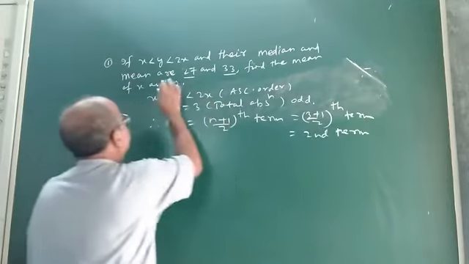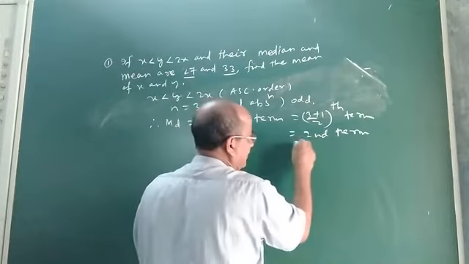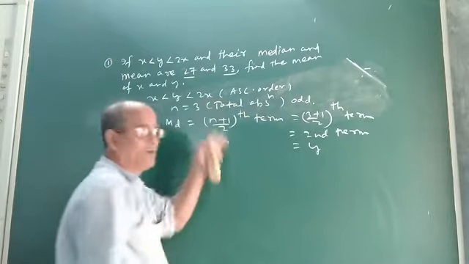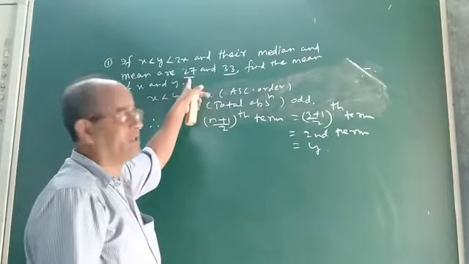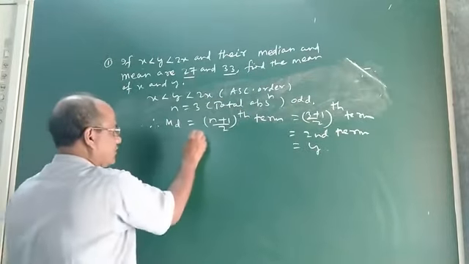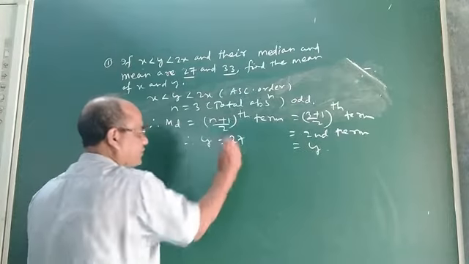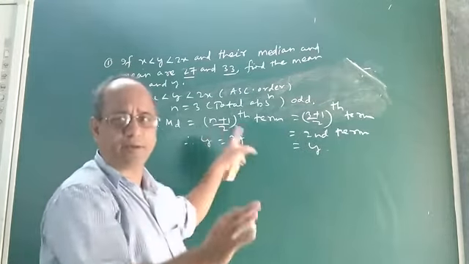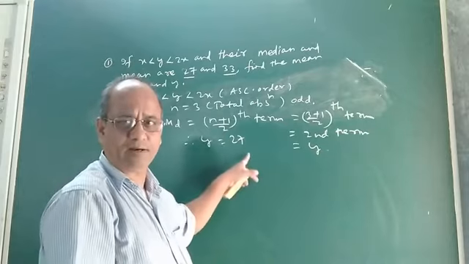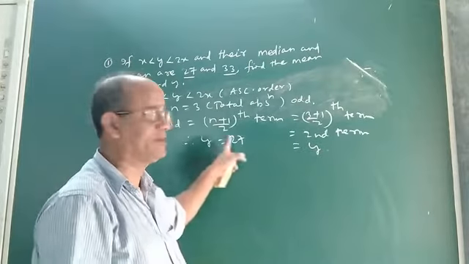And which is the second term? The second term is y. So median equals y. But what is the median given in the question? The median is 27. Therefore, the value of y will be 27. Now we have to find the mean of x and y, so we have to find what is x. Now how to get x?